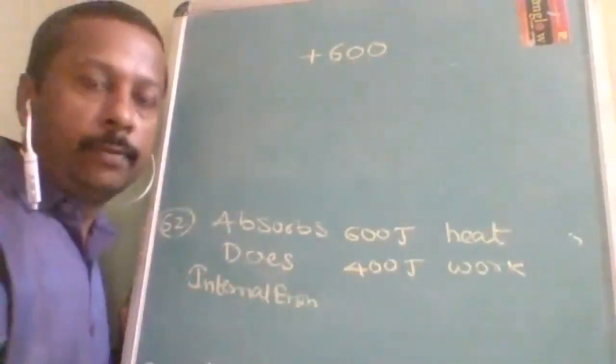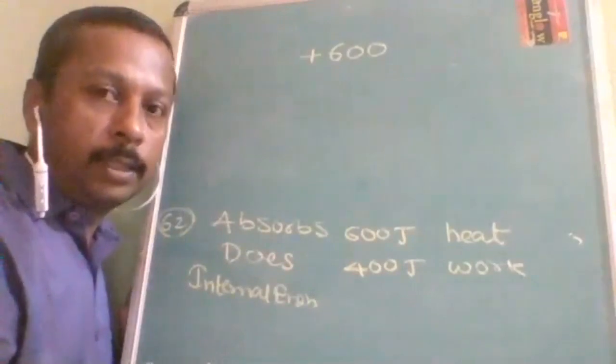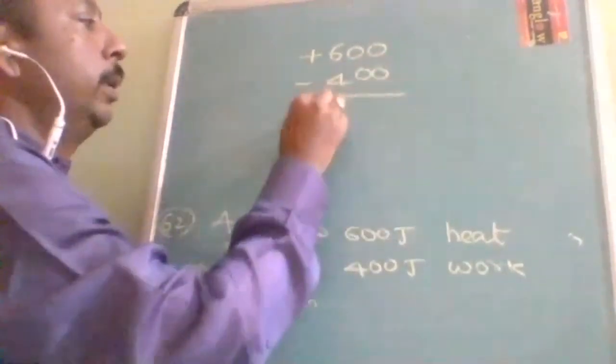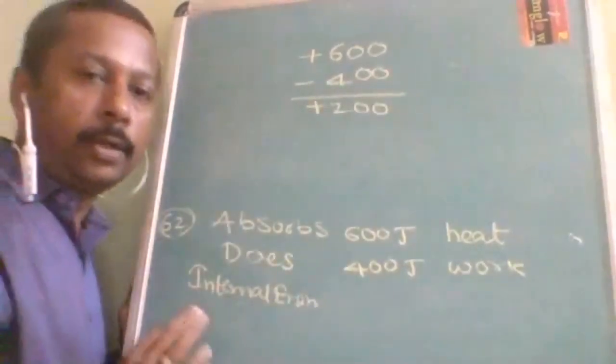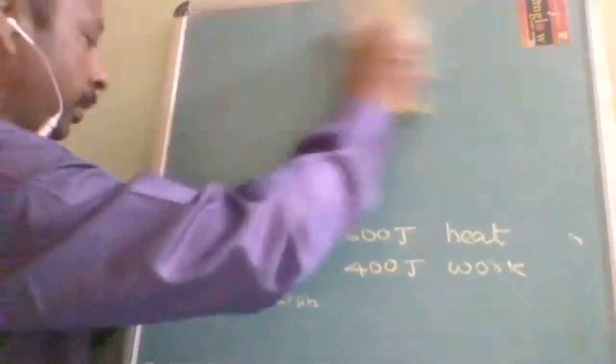The system does work. If it is doing work, then energy will be lost. System is losing, minus. System is gaining, plus. So minus 400, and the answer will be plus 200. The answer will be plus sign only. It is not a difficult question. So here that question's answer is plus 200. Okay, a very good question in thermochemistry.